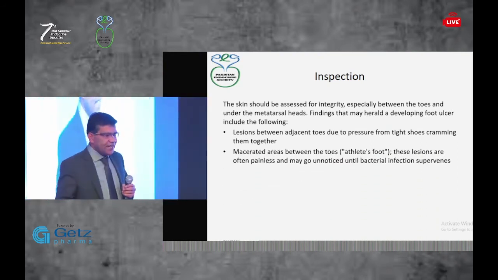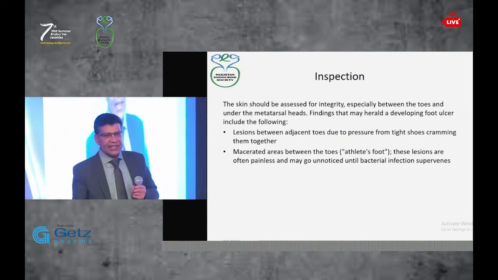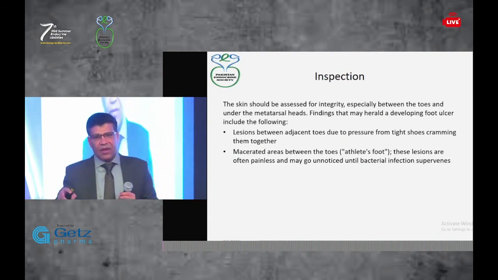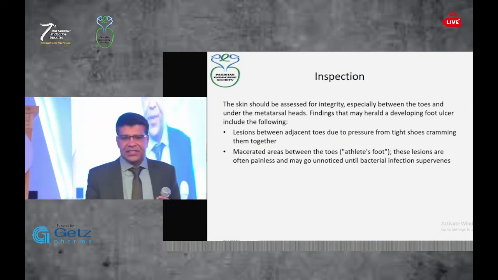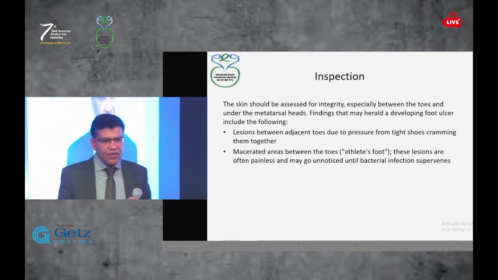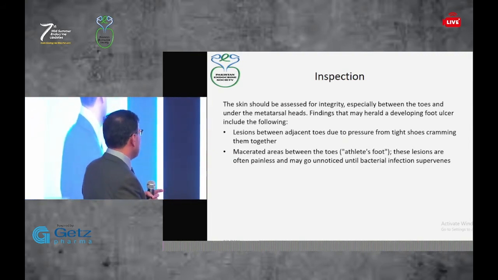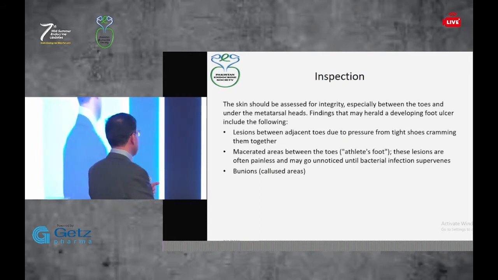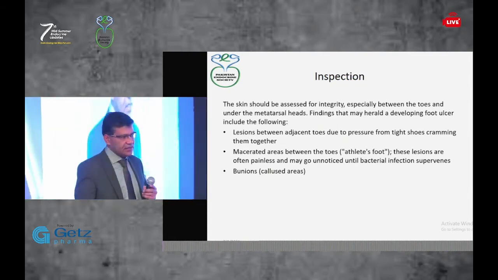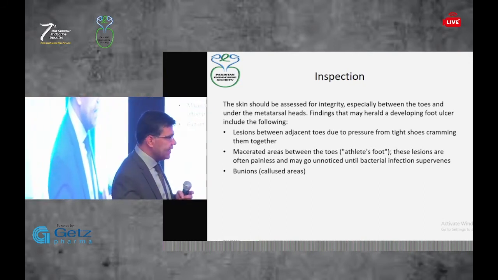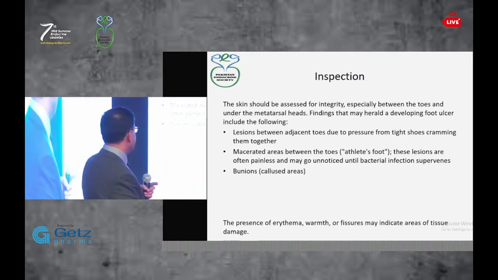And the macerated foot, which is called the acute foot, occurs due to the expiration of the web spaces, and they are often painless and can lead to superimposed infection. The callus formation areas are other areas where they can be infected. We can look for them.